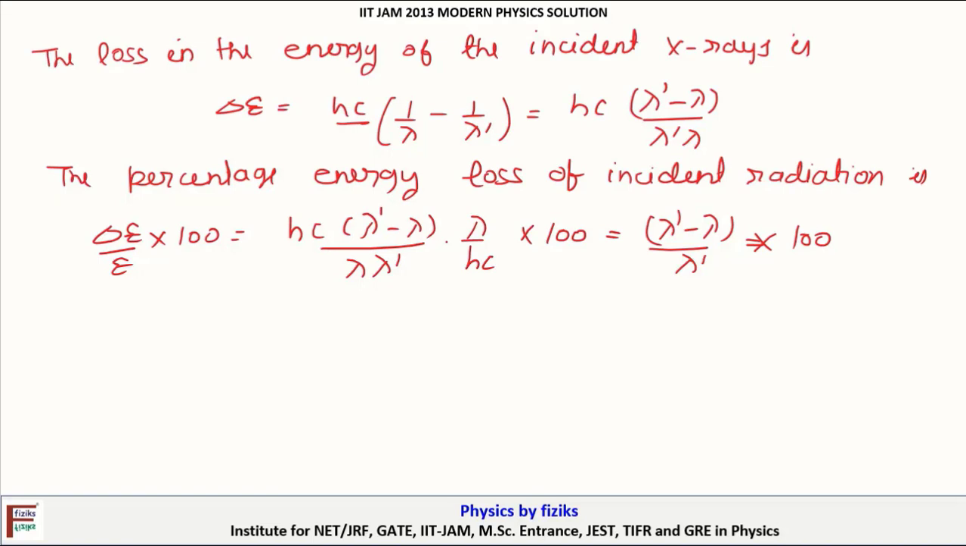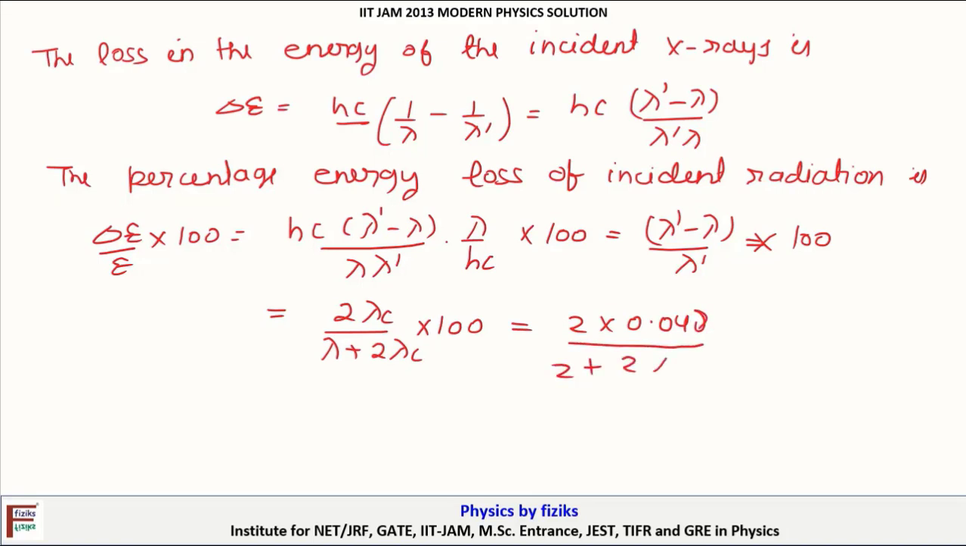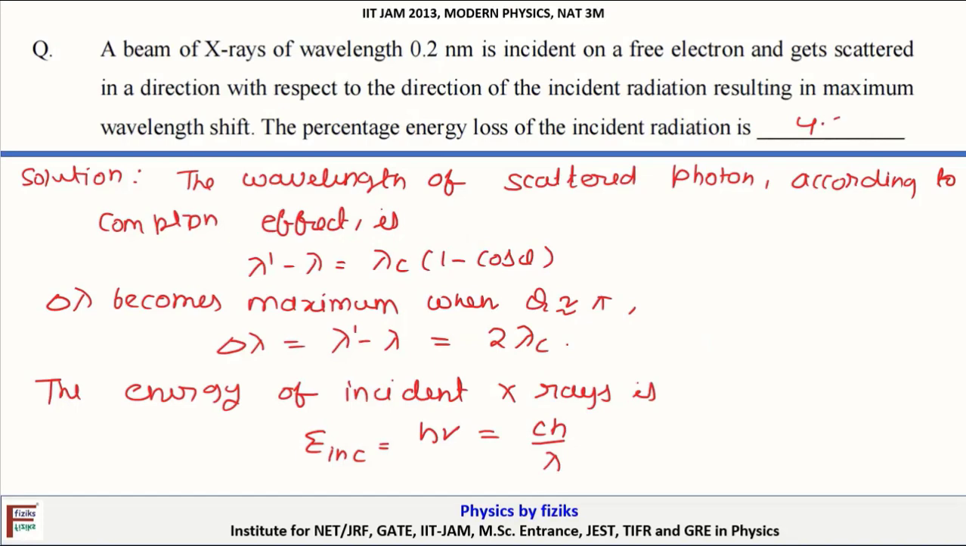Further, this modifies to delta lambda equals 2 lambda c, and lambda dash can be written as lambda plus 2 lambda c, into 100, which equals 2 into 0.048 divided by 2 plus 2 into 0.048, into 100, turning out to be approximately 4.5%. Thus, our answer for this question will be 4.5.